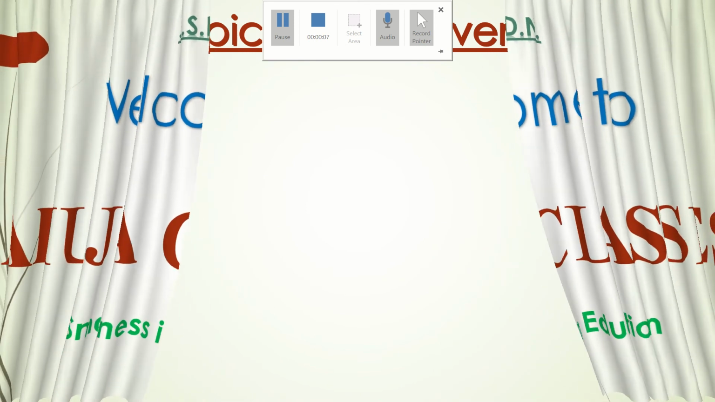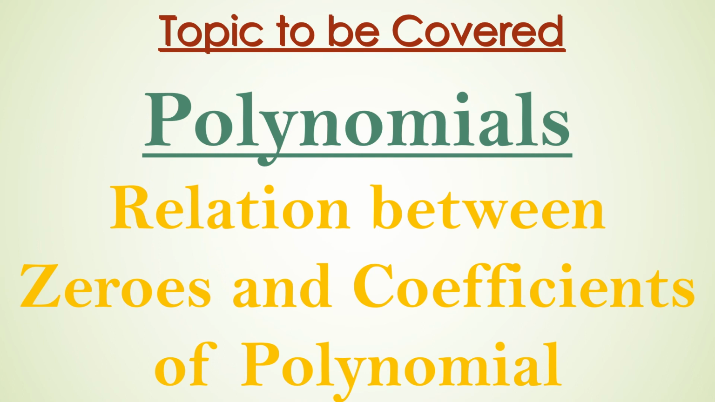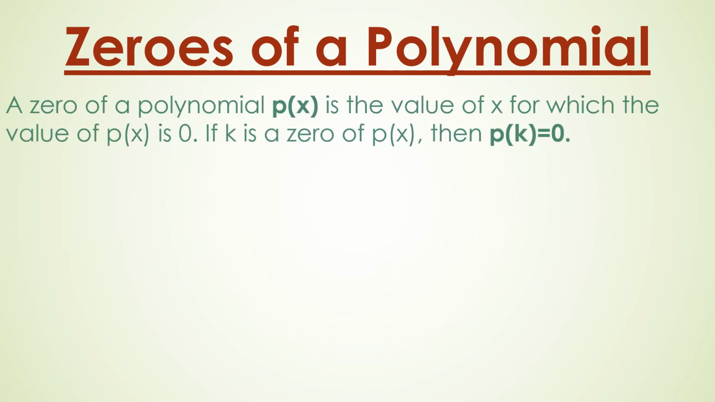Here we are going to cover the next concept of polynomials, that is the relationship between zeros and coefficients of a polynomial. Basically, here we will learn the relationship between zeros and coefficients of a quadratic polynomial. We have discussed in the previous session what the zeros of a polynomial are. These are those values of the independent variable at which the entire polynomial becomes 0.